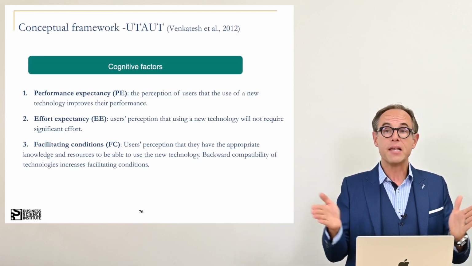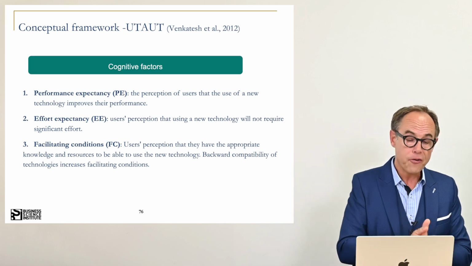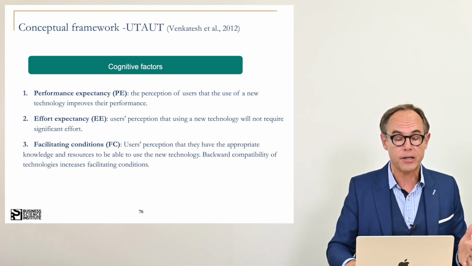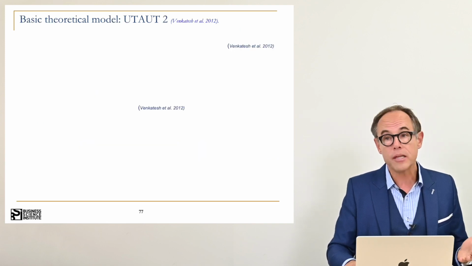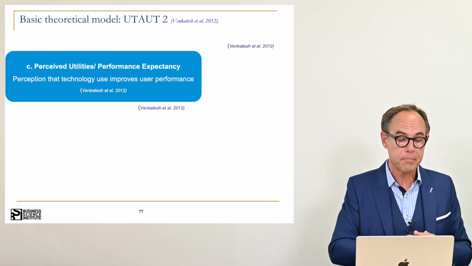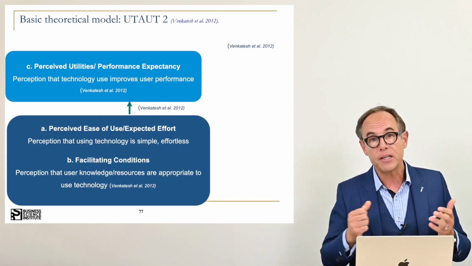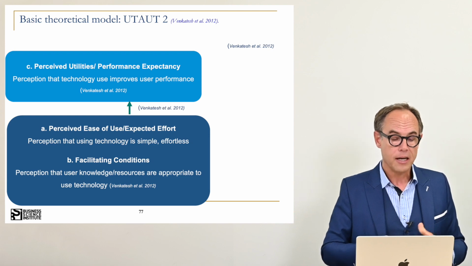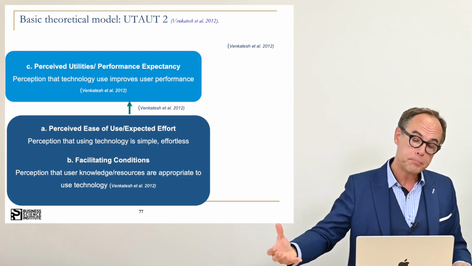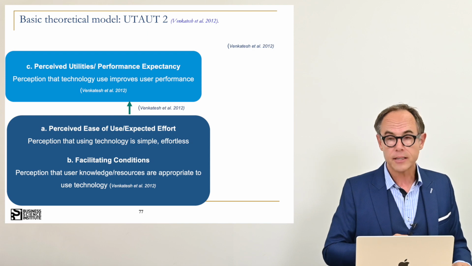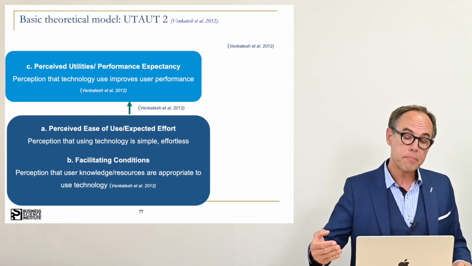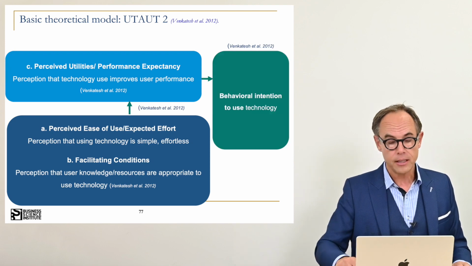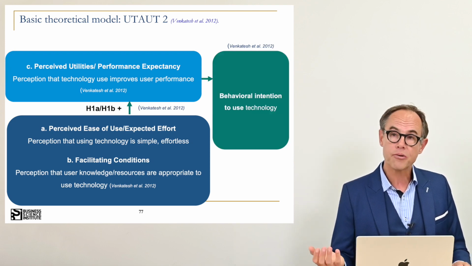We start from the basic UTAUT model, so performance expectancy, effort expectancy, and facilitating conditions, and formulate our hypotheses, which are all justified by theory. You can see here, for example, the positive link between perceived ease of use, or effort expectancy, and facilitating condition is proven by Venkatesh in the UTAUT model. It impacts positively perceived utilities or performance expectancy, which subsequently impact behavior intention to use.